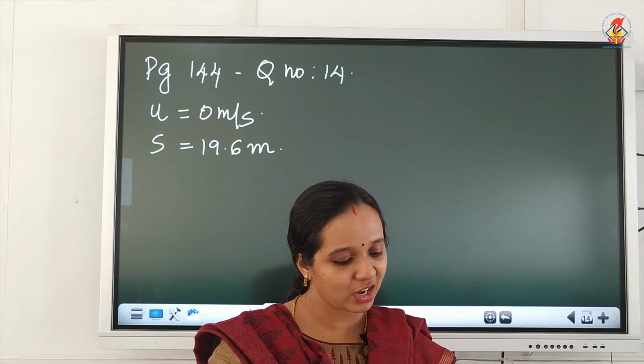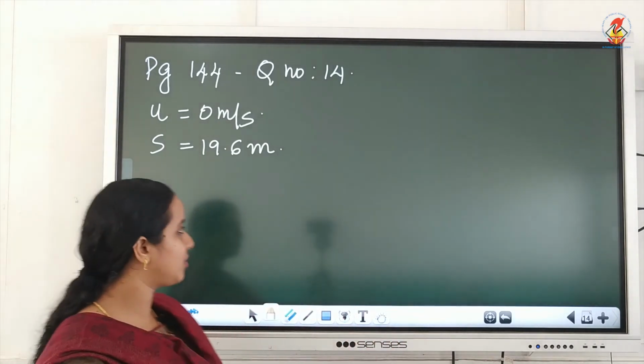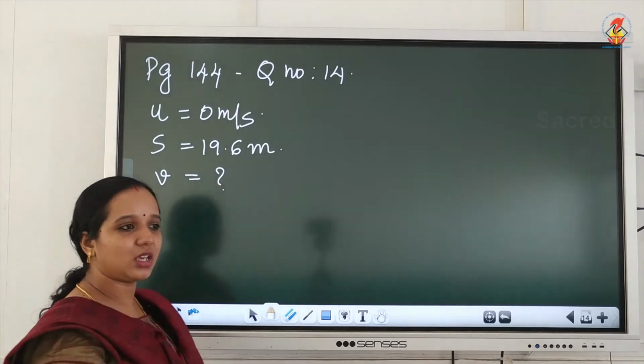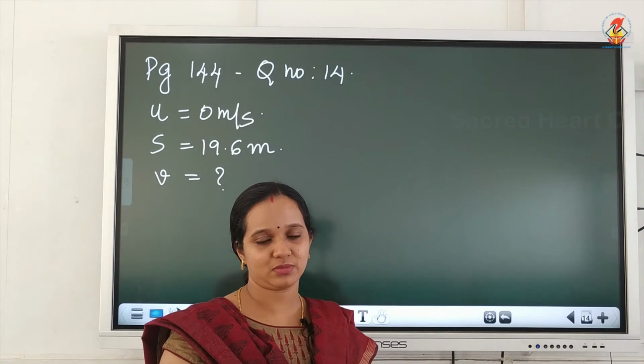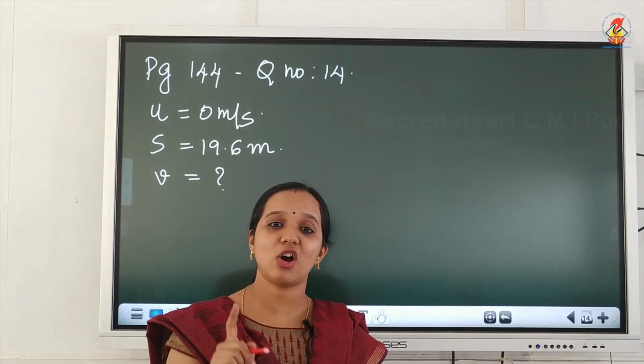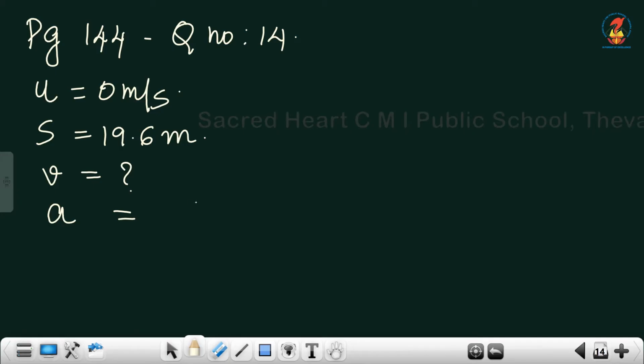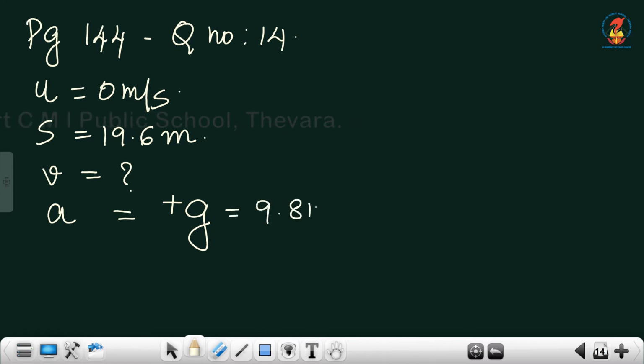Calculate its final velocity just before touching the ground. You need to calculate the final velocity v. Here the body is descending down. So as a body descends down, its velocity will increase and acceleration of the body will be equal to acceleration due to gravity and will have a positive sign since the body is moving down. Which is equal to 9.8 meter per second square. And we need to calculate v.